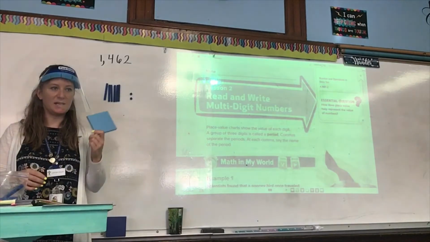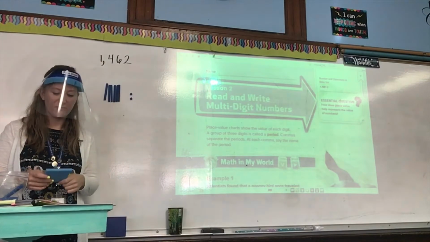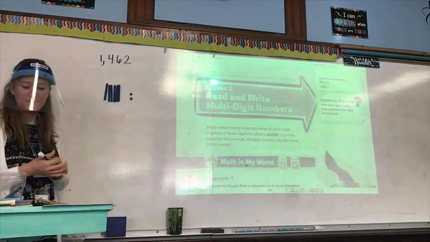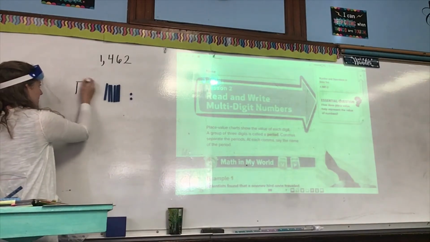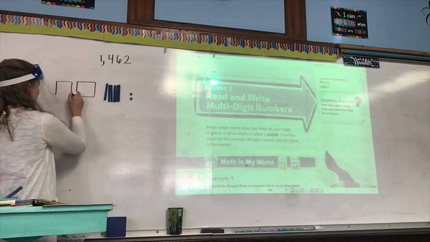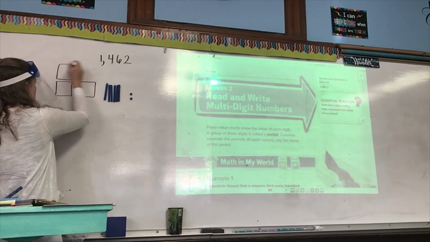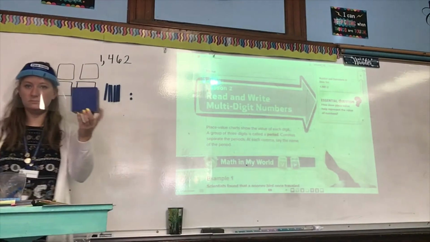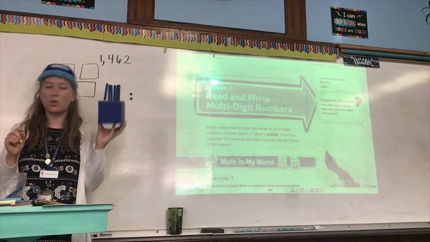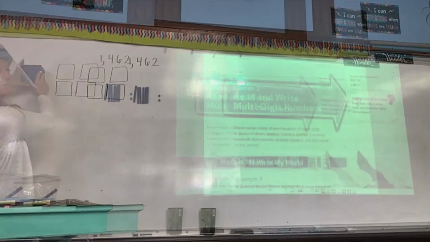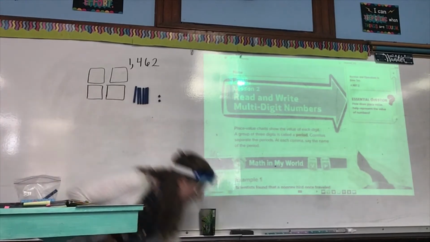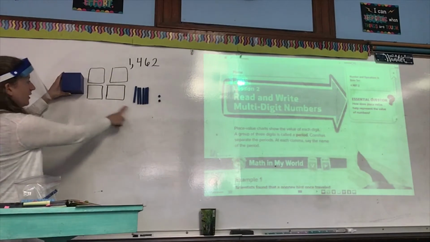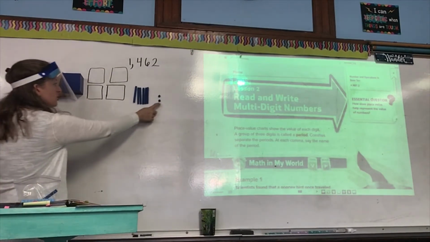How many hundreds flats would I need? Michaela? 4. Now I'm going to have to draw these because the magnets never stick. So I'll draw 4 hundreds flats. And how many thousands cubes? Victoria? 1. So we have the number 1,462.